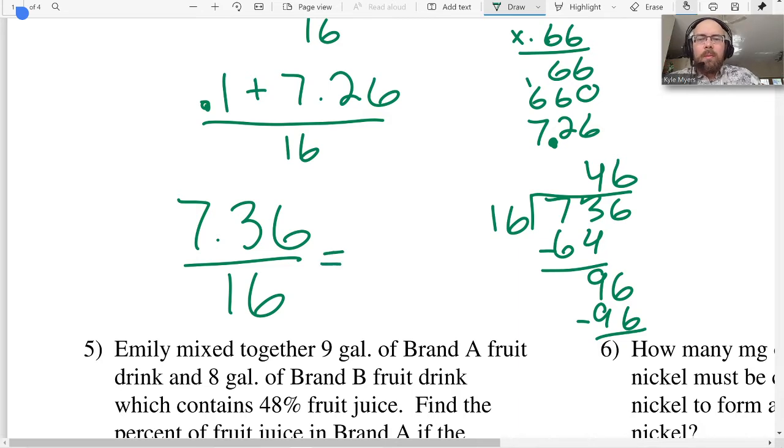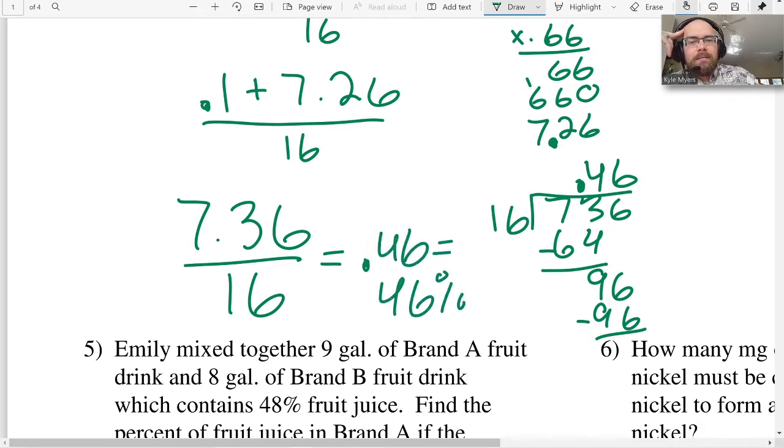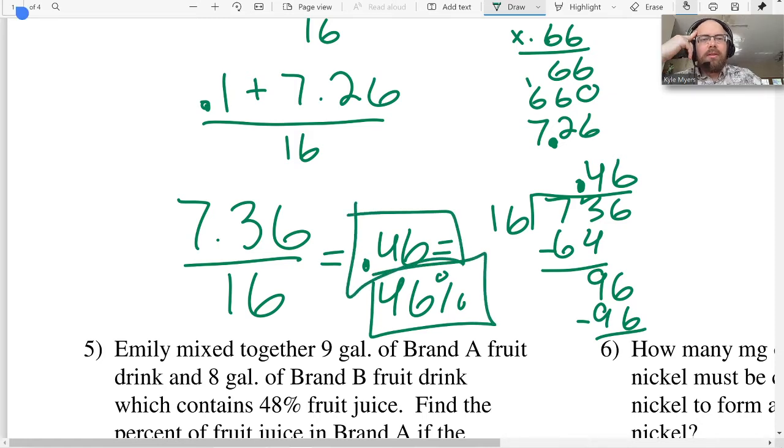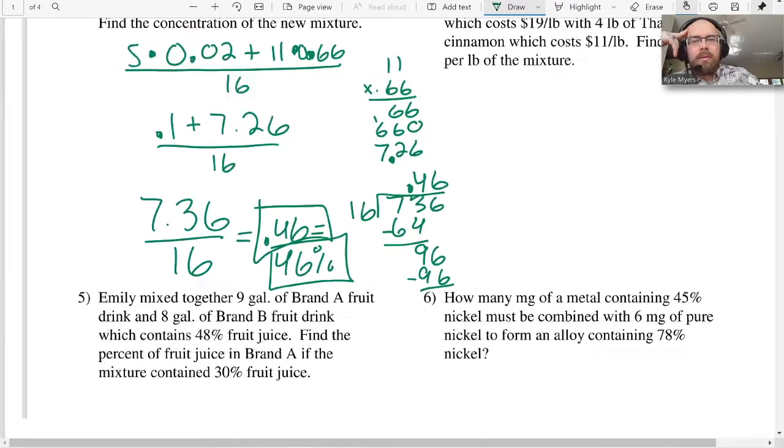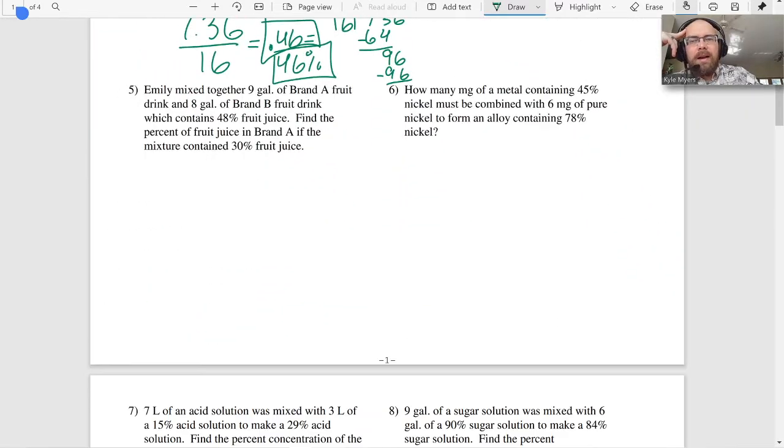And then remember, we're dividing, so we have to put the decimal place back in, 0.46, which is 46%. So either one, but like I said, I looked at the answers already, and they want percents, not decimals. So, all right, on to number 5.